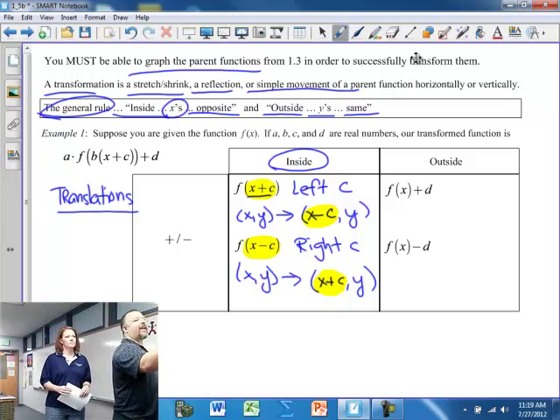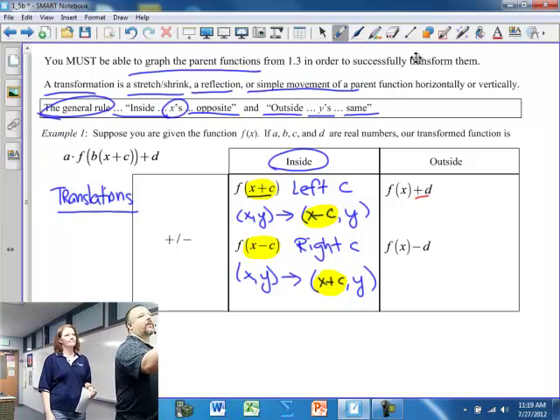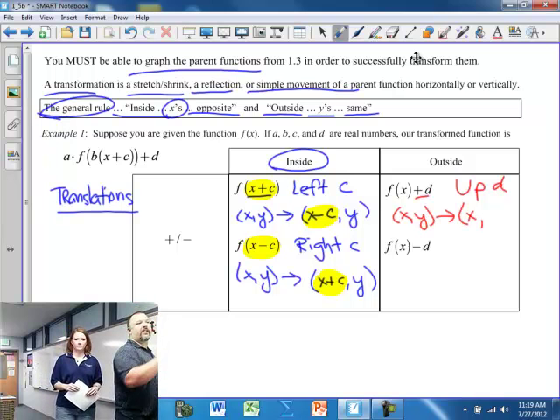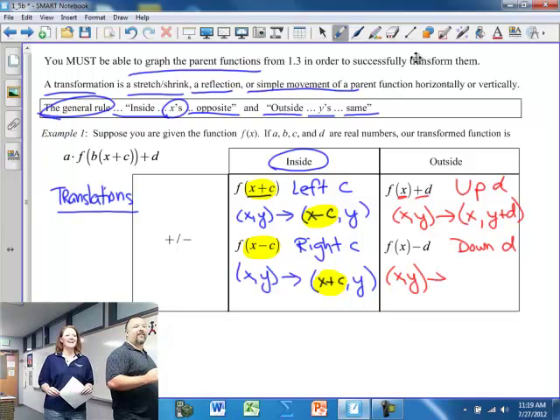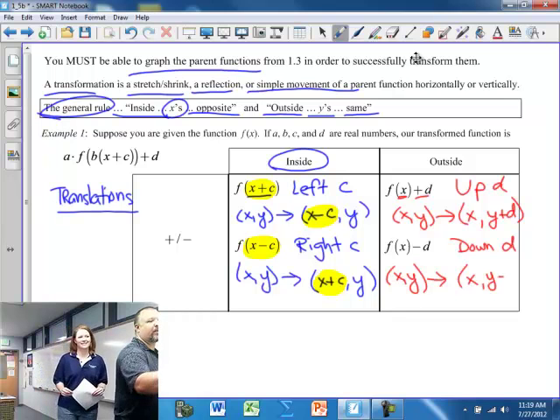How about the outside? Outside the function, if we are adding d outside the function, what do we do to the y values? It goes up. So we go up d, which would mean the xy points will turn into having the same x's because we did not change the inside. And the y's will then get added to d. We do the same as we did to the function. If we do f of x minus d, it is not the opposite, it is down d spaces. So xy will go to x comma y minus d.